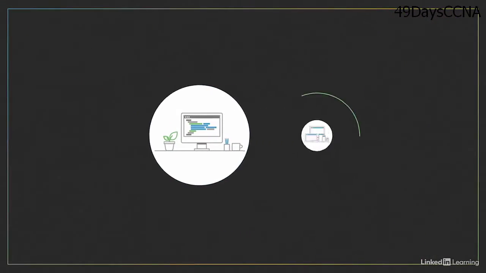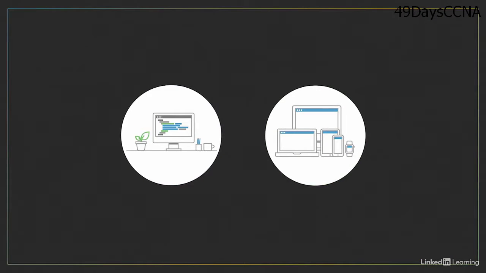As a matter of fact, I bet every device you have that you've ever accessed this course with at this point is dual stack and is running IPv6 right alongside IPv4.